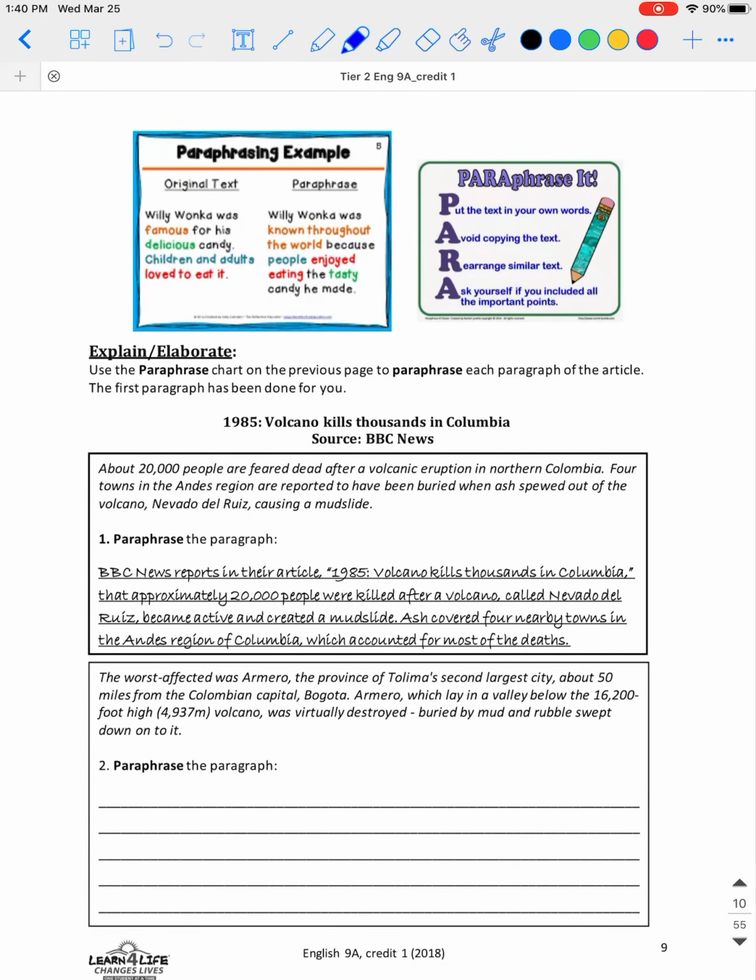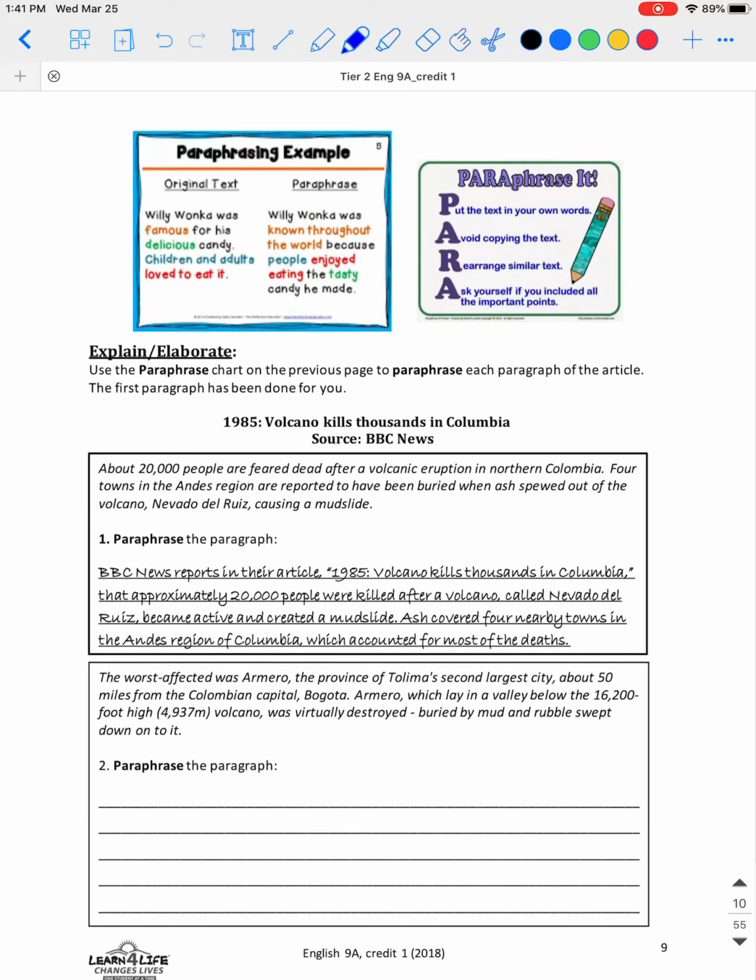So this next part is about paraphrasing, and so they give you an example in that first box. Willy Wonka was famous for his delicious candy. Children and adults love to eat it. Paraphrasing it: Willy Wonka was known throughout the world because people enjoyed eating the tasty candy he made. And then it gives you just another reference. Put it in your own words, avoid copying, rearrange similar text, ask yourself if you've included all the important points.